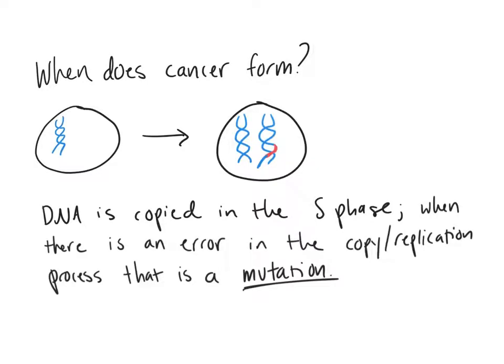I was going to go back and label that this cell would be in G1, and then in the S phase, it would copy into two different chromosomes, in this case, if there's just one to begin with. And then in G2, now you have this cell with this mutated little piece.